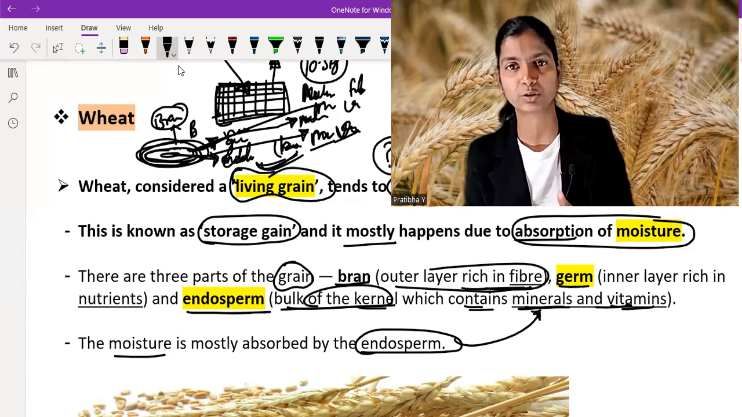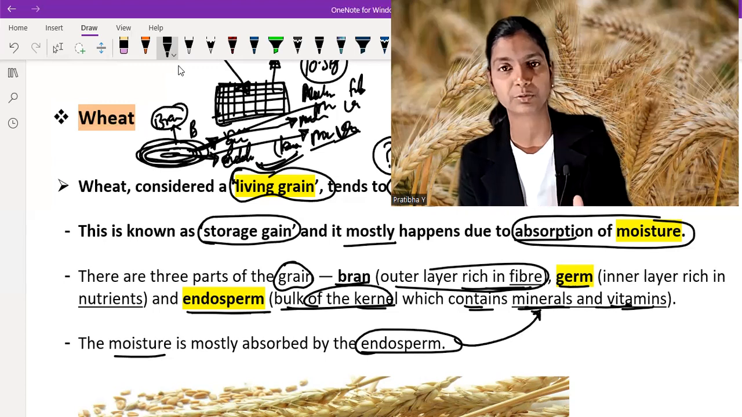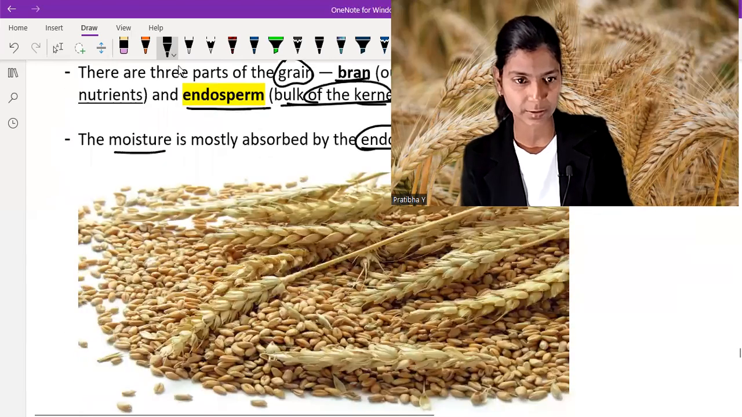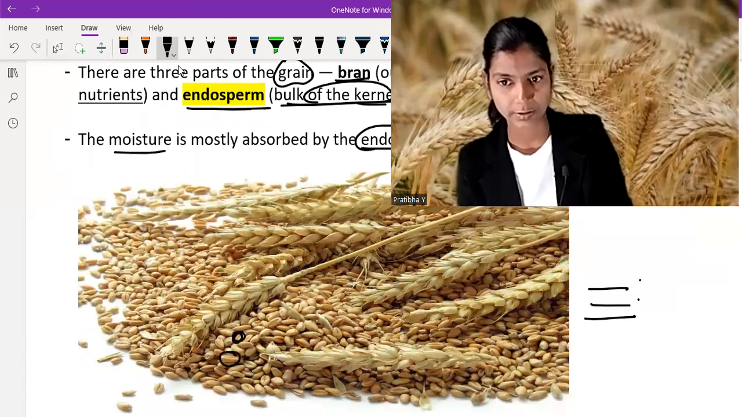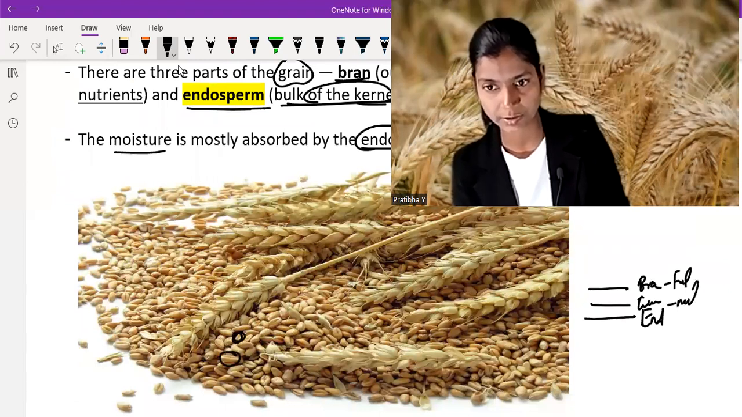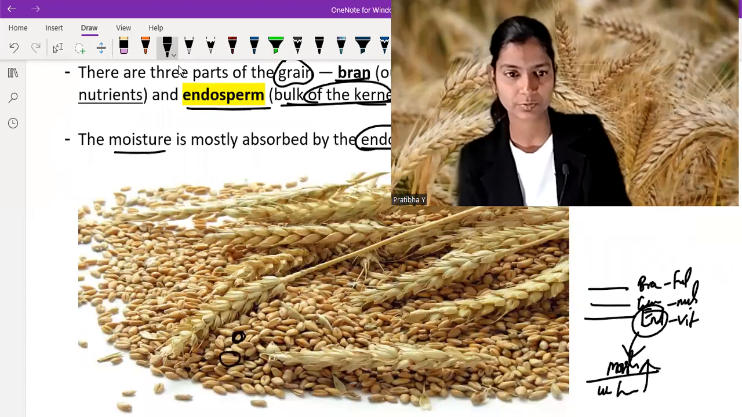So these are some small facts related to wheat. I hope you understand the three layers of wheat. It is called a living grain because its weight increases by absorption of moisture after some point of time, and it has three layers, which constitute different minerals, vitamins, nutrients, as well as fibers. I hope you understand the whole idea of it. In this picture, you can clearly see it looks like this. Through a microscope, when you analyze it, it has three layers. This one is called endosperm. This one is called germ. This one is called bran. Fiber, nutrients, vitamins and minerals, and this part absorbs moisture, due to which the weight of wheat increases. So see the picture of wheat.